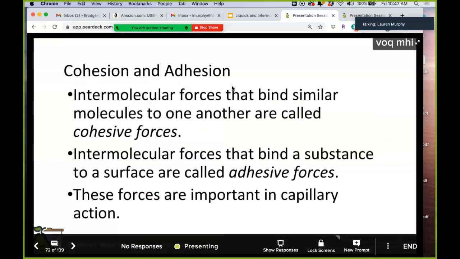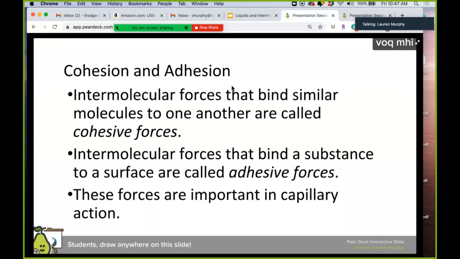Okay? Now, cohesion and adhesion you should have heard of in biology, so we'll talk a little bit about the biology concept of this. Cohesion refers to molecules that want to be attracted or bind to other molecules that are similar, okay? That's called cohesive. Adhesive are substances or molecules that are sticking or binding to a surface, like a piece of plastic or a piece of glass or a table or whatnot, okay? Now, these two forces are what help capillary action.